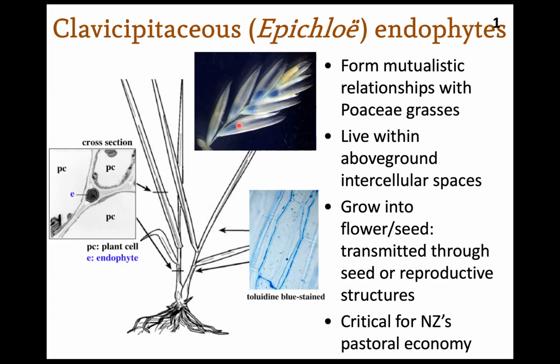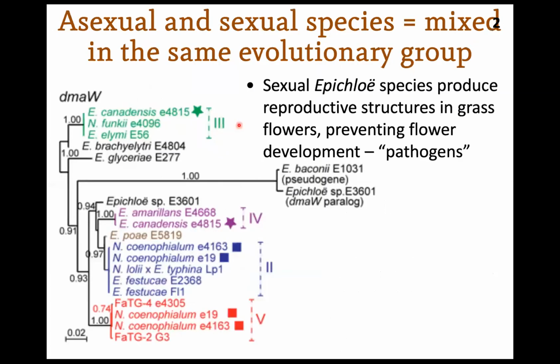Let's move to the next slide, slide number 2. Here I'm pointing out that these epichloe endophytes have both sexual and asexual species. I talked about the fact that fungi can have asexual parts of their life cycle, and some of them have sexual parts of their life cycle, and some fungi have both asexual and sexual parts of their life cycle.